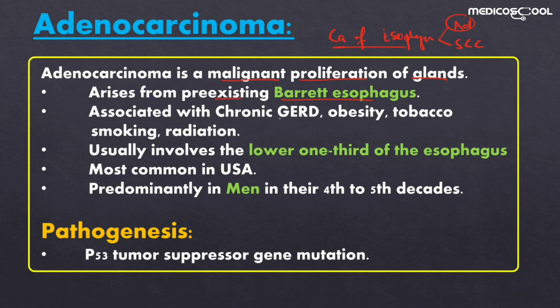It is also associated with chronic GERD, obesity, tobacco smoking, and radiation exposure for any cancers. It mostly involves the lower one-third of the esophagus, in contrast to the squamous cell carcinoma of the esophagus, which usually involves the upper and middle third of the esophagus. It is the most common esophageal carcinoma in the USA, while in the rest of the world the most common esophageal carcinoma is the squamous cell carcinoma.